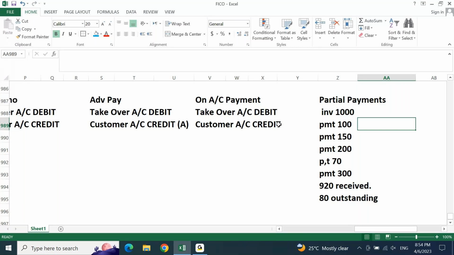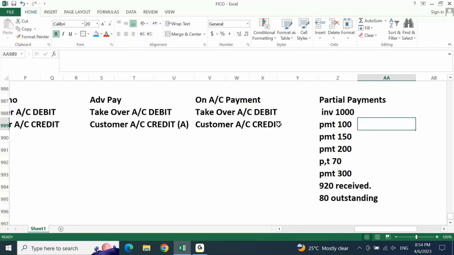Payment is received against what? Invoice. Against invoice. That particular field starts from invoice only. Invoice. Invoice reference field is there, sir. Invoice reference field, correct.